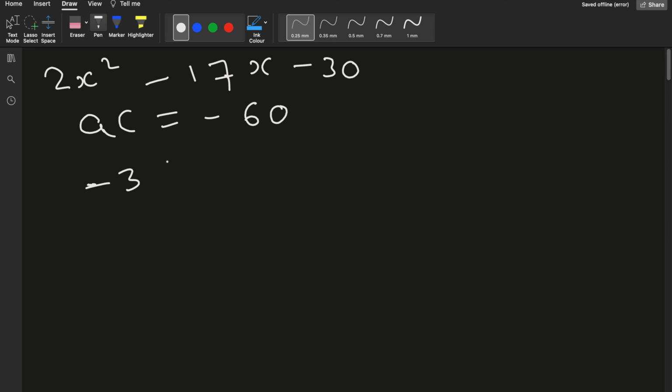Yeah, so I think I got it. We have minus 3 into 20, or the other way around, minus 20 into 3. Then it would be 2x squared minus 20x plus 3x minus 30. Then 2x into x minus 10 plus 3 into x minus 10 gives x minus 10 into 2x plus 3. So that's our answer. Yep. And we have this equation.